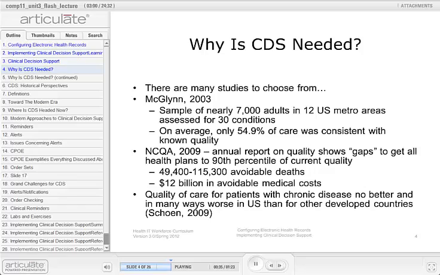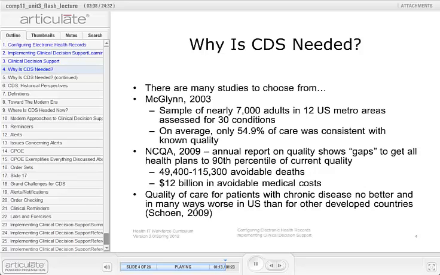Similarly, the most recent annual report of the National Committee for Quality Assurance, NCQA, which focuses on healthcare quality, showed that there continue to be gaps between the quality that is ideal and quality provided by health plans. The gaps between the average of what health plans provide and the 90th percentile of current quality measures indicate that between 49,000 and 115,000 deaths could be avoided with improved quality. $12 billion could be saved in avoidable medical costs.